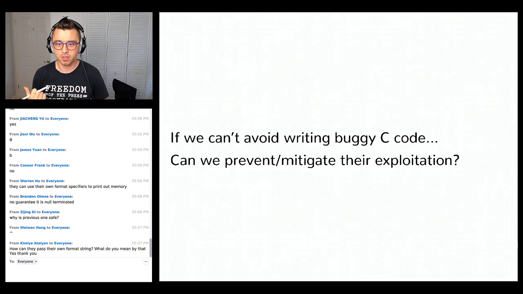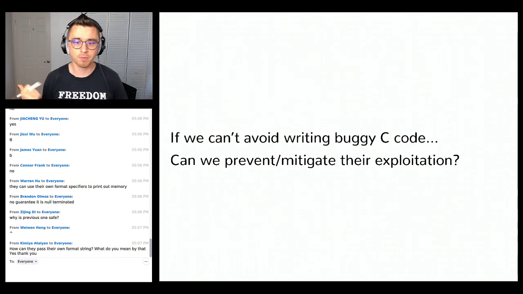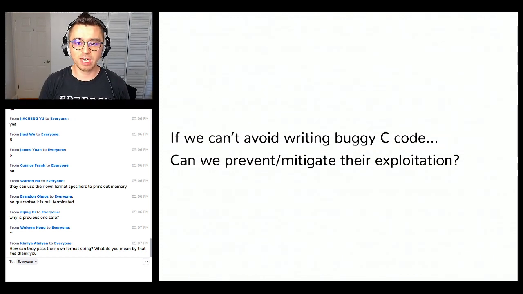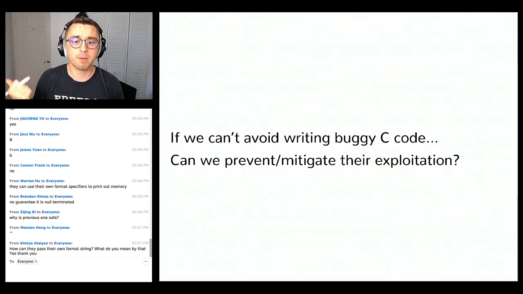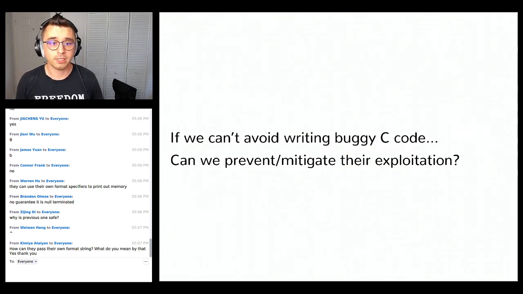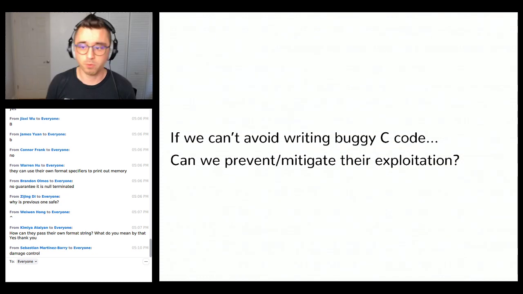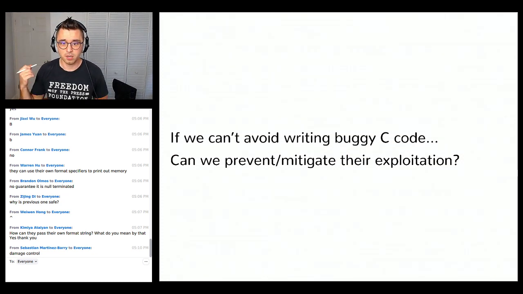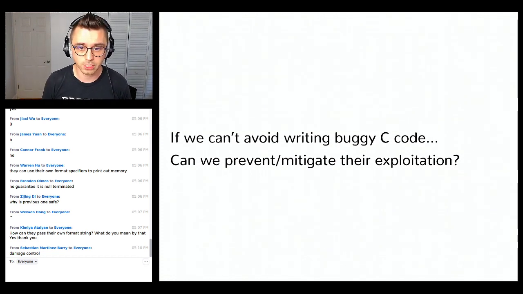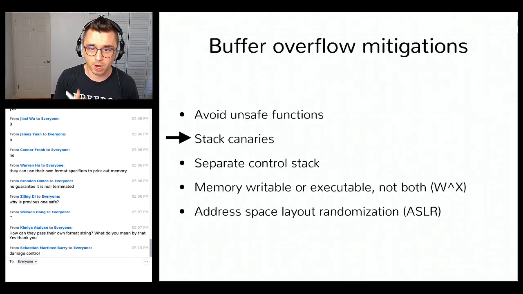Okay, awesome. So I guess we're at the point where I hope I've convinced you that we can't write correct C code. So what can we actually do? Well, if we can't prevent a developer from writing buggy code, we can maybe prevent or mitigate the exploitation of these bugs. That's exactly damage control. And we're going to look at a few different ways of doing that.